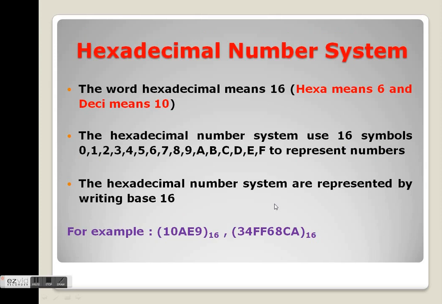The word hexadecimal means 16. It is made of two words, hexa which means 6 and deci which means 10. In this number system we use 16 symbols, 0 to 9. And for 10 we use A, for 11 we use B, for 12 we use C, for 13 we use D, for 14 we use E, and for 15 we use F. Students, in hexadecimal number system, the base value is 16. The examples of the hexadecimal numbers are visible on your screen.